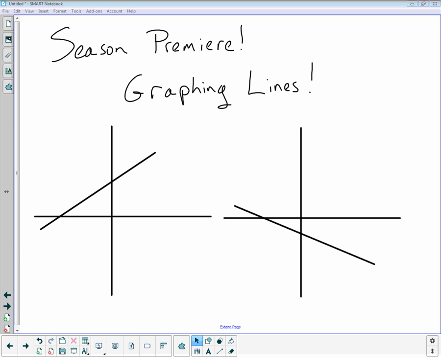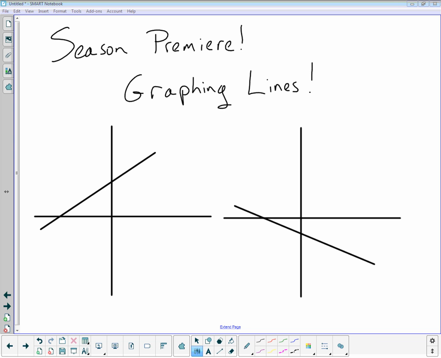Okay, so new unit, graphing of lines. The first thing we're going to be working on today, and you guys are going to be up on the boards, is finding the slope of a line from a graph and from a pair of points. So you got two slopes to work on today, and you're going to have a homework assignment at the end, okay, that deals with this material.